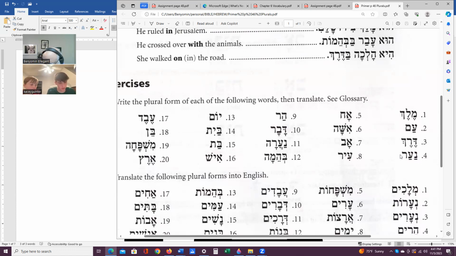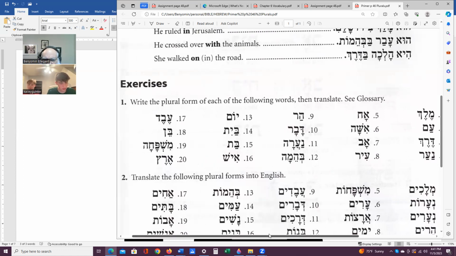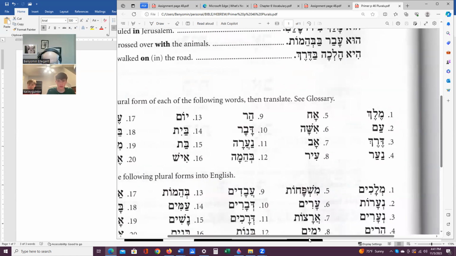For which one? That number 3, Derek. No, that's a different exercise. This is exercise 1. Derachim, is that plural? Yeah. Okay, well, let's go over these. Derek is a path.